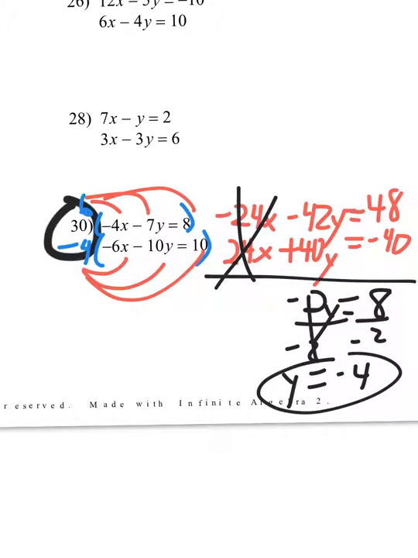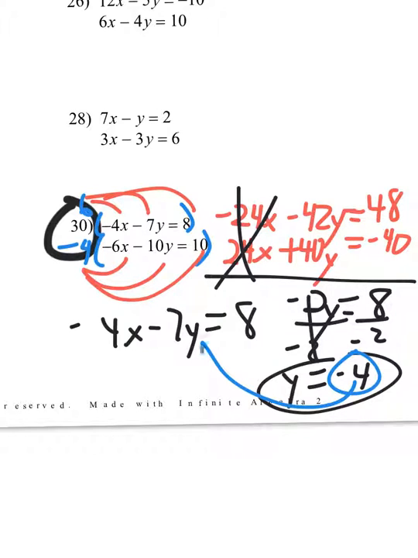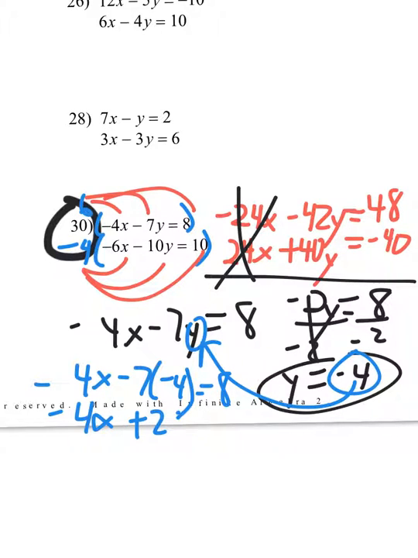I have to go back and find the other variable. So pick either of the original two equations. I'll pick the first one: negative 4x minus 7y is equal to 8. I am going to plug my negative 4 in for y. So negative 4x minus 7 times negative 4 equals 8. So negative 4x, this would be minus a negative 28, which turns into plus 28, equals 8.